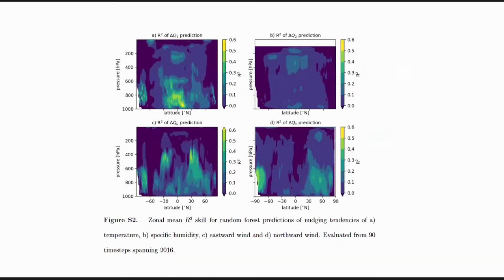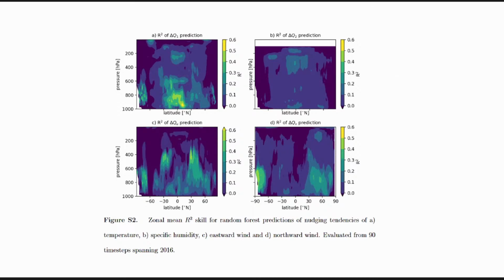If we look at the correlation of the nudging tendency from the simulation nudged toward the observational analysis, and we compare that with the nudging tendency output by the random forest, we can look at that as a function of how far we are from the equator and how far up we are in the atmosphere. You can see in some places, especially in the mid latitudes and the lower atmosphere, we have very high correlations. In other places, it's closer to zero. They say overall, they're getting about 30% of the variance.